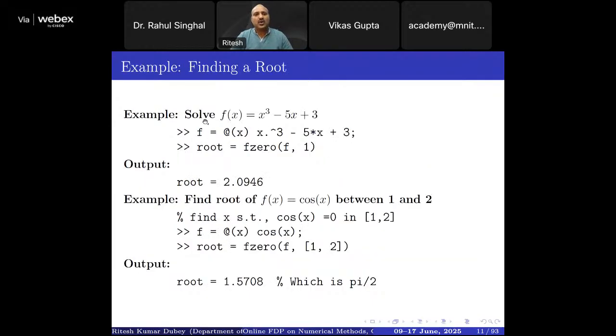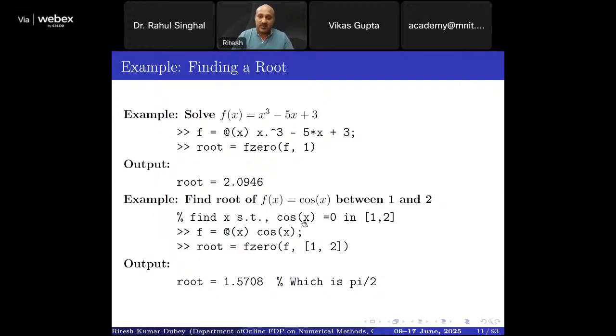For example, if you want to find the root of the function f(x) equal to x cube minus 5x plus 3, then you can define f using this expression. It is actually an inline function. I will show you in a later slide how you can define it. Then you simply write root equal to fzero(f, 1). Here you are passing the function f and giving the initial guess 1, and it will solve the problem and you will get the approximated root, 2.0946.